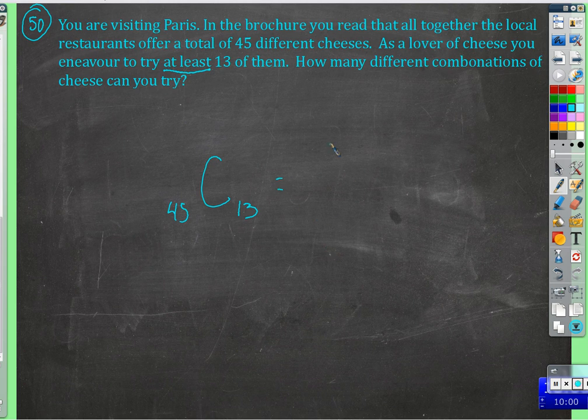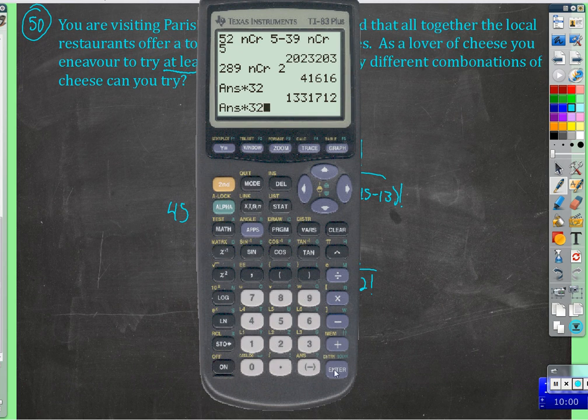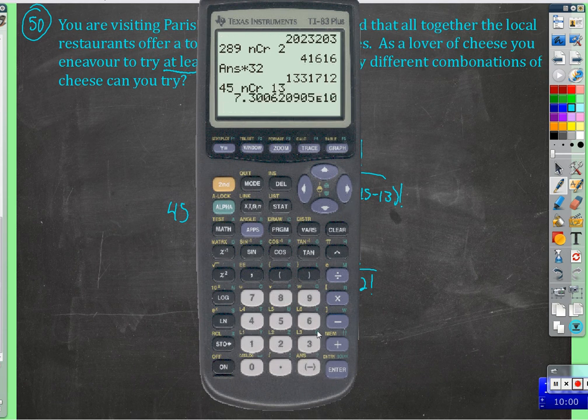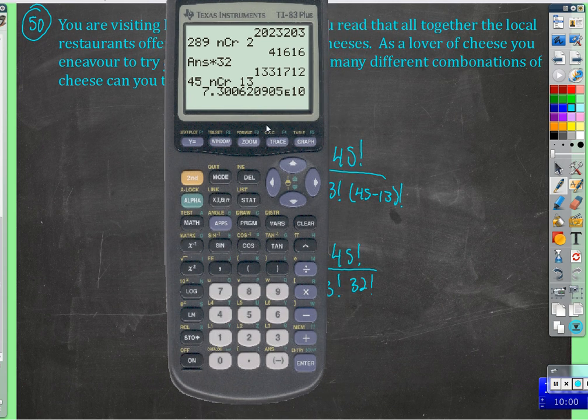So let's just look at the formula really quick. That's 45 factorial over 13 factorial times 45 minus 13 factorial. That's 45 factorial over 13 factorial times 32 factorial. And what does that come out to be? Oh, there's a lot of combinations. Good luck deciding which one.